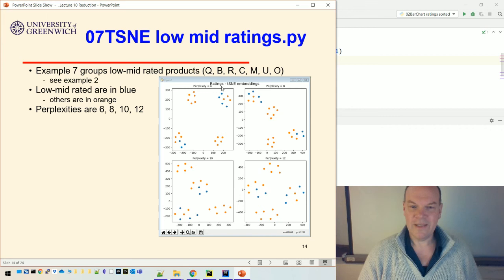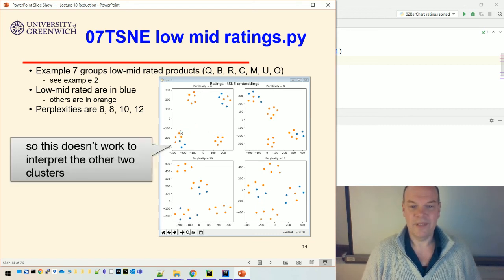Obviously, whatever these clusters represent, this one and this one, it's not low-mid rated products. We know that one cluster is low-rated products and one cluster is high-rated products, but whatever these other ones are, it's not low-mid. So it doesn't work to interpret the other two clusters. You'll find the same if you did it with high-mid rated. It'll give you the same problem. The orange ones in these two clusters will be the high and mid rated. So they're mixed up, these two clusters.